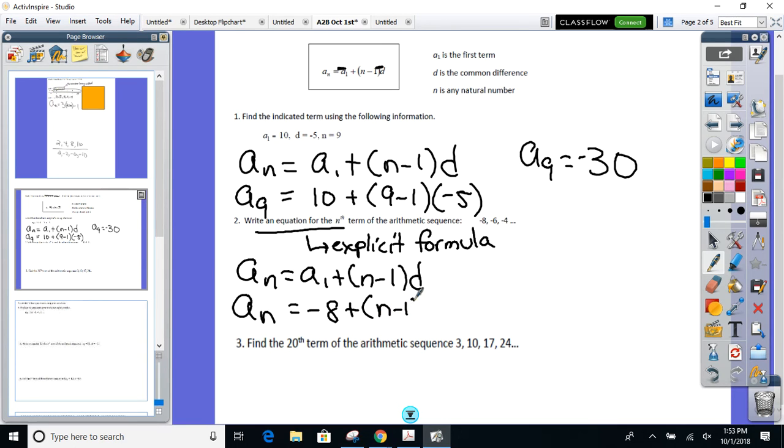N minus 1. Okay, remember what this common difference means? What am I adding every time? 2. So times 2. Now, you can leave it like this, but I prefer you clean it up for me. What do I mean by clean it up? What would I like you to do with that 2? Distribute the 2 and then combine anything you can with -8.